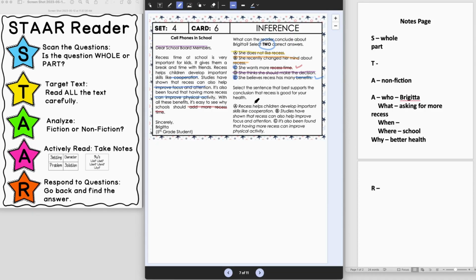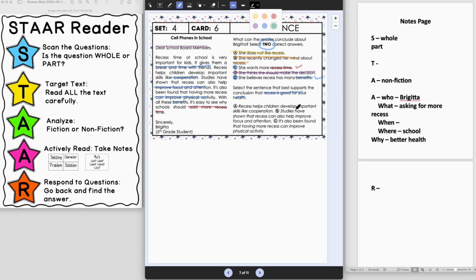All right, let's look at the next part. Select the sentence that best supports the conclusion that recess is good for your health. All right, so let's look back, and I'm going to stay in this blue color here because that's kind of what this answer was looking at, was benefits, or what is good for your health. So as she reads through here, she talks about how it's important for kids to have a break time with their friends. It helps them improve skills like cooperation, focus, attention, their physical activity, and that there's a lot of benefits to this more. So let's see which of these best addresses that.